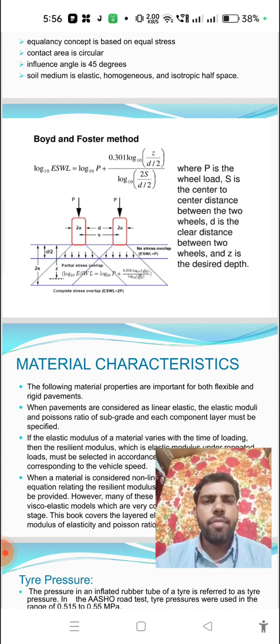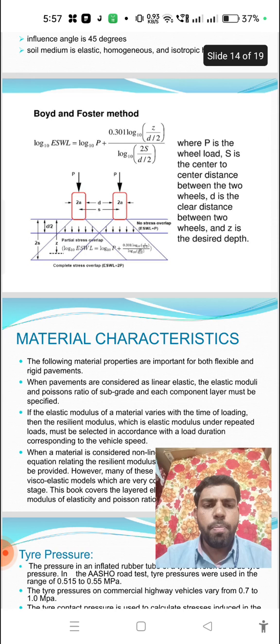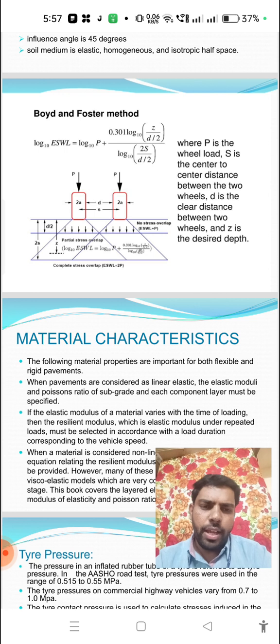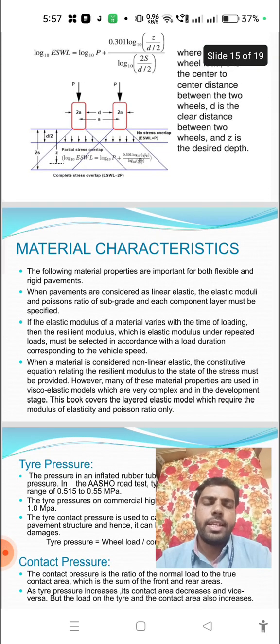S means the spacing between the wheels, and D means the distance between the first layer to the top layers. These total parameters are substituted in this equation, and we get the equivalent single wheel load value.